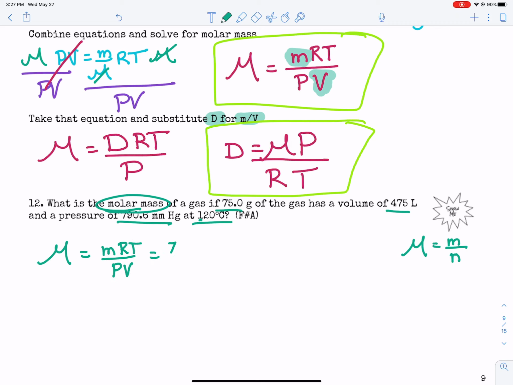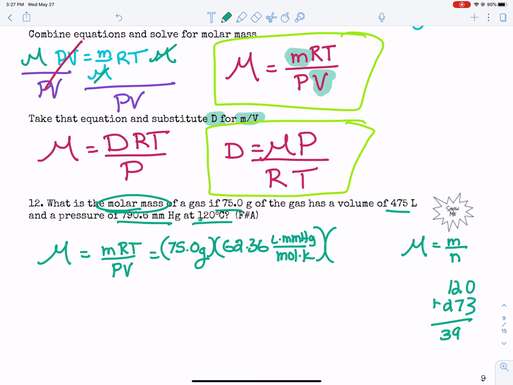What is the mass? 75.0 grams. What is the R? Because my pressure is going to be in millimeters of mercury, it's 62.36 liters times millimeters of mercury over moles times Kelvin. And then the temperature, 120 plus 273 is 393 Kelvin.